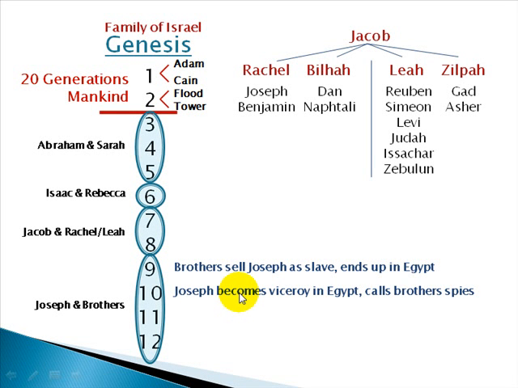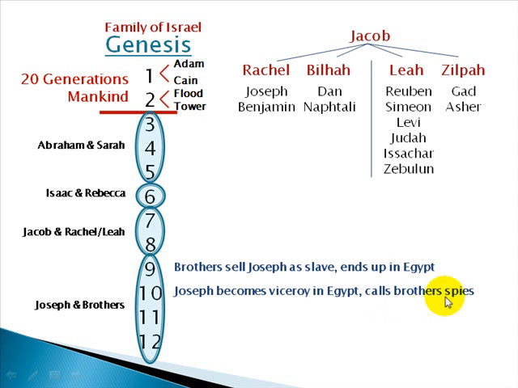So Joseph interprets Pharaoh's dreams, and he sees in the future that Egypt is going to be going through 7 years of prosperity, and then they're going to be hit by 7 years of a very severe famine. Pharaoh is so impressed, he sees that Joseph is the man to help prepare Egypt for those years of famine, so he becomes viceroy in Egypt.